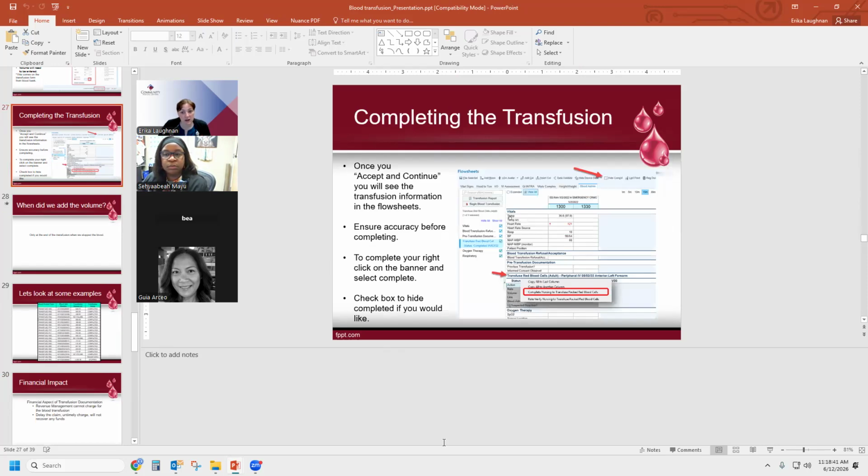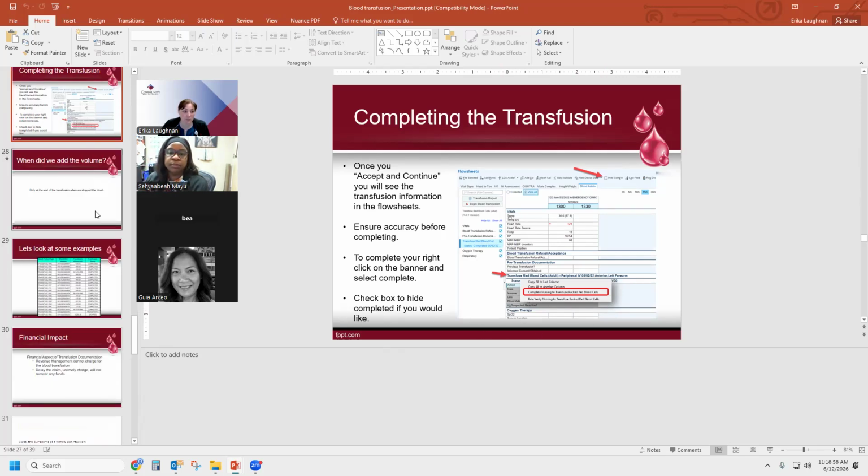Then it goes to completing a transfusion. So you want to make sure you're right-clicking on there, hit complete the transfusion, and then it will save it and put it into the HID completed section. If they want to revisit that, you'll have to uncheck the HID completed section so they can see all the other completions of blood that have been completed before.